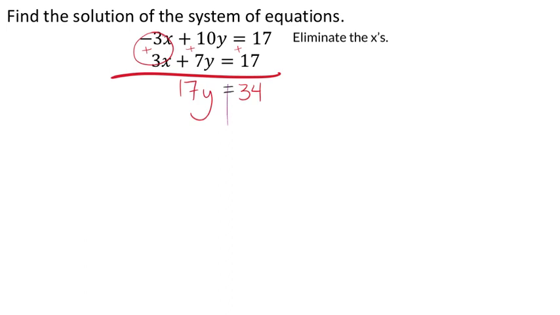So, just like we've seen, there should only be one last principle of equality now to solve for y. I should get y equals after this. All we got to do is take the coefficient 17 and divide it by itself. But if you do it to one side, you must do it to the other side. 34 divided by 17 is 2.